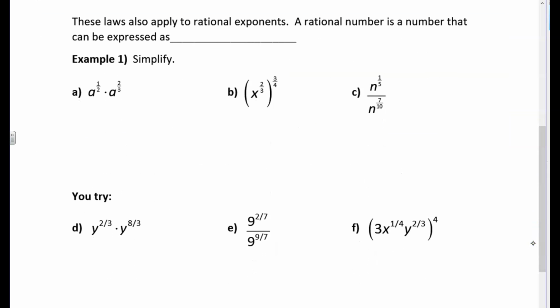So these laws also apply to rational exponents. And a rational number is a number that can be expressed as a fraction. So just because we have a fraction now in our exponent doesn't mean any of our rules change.